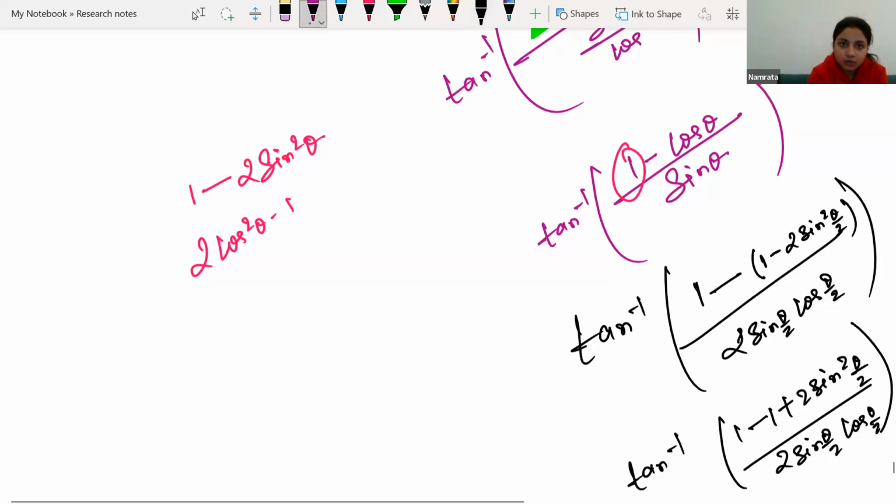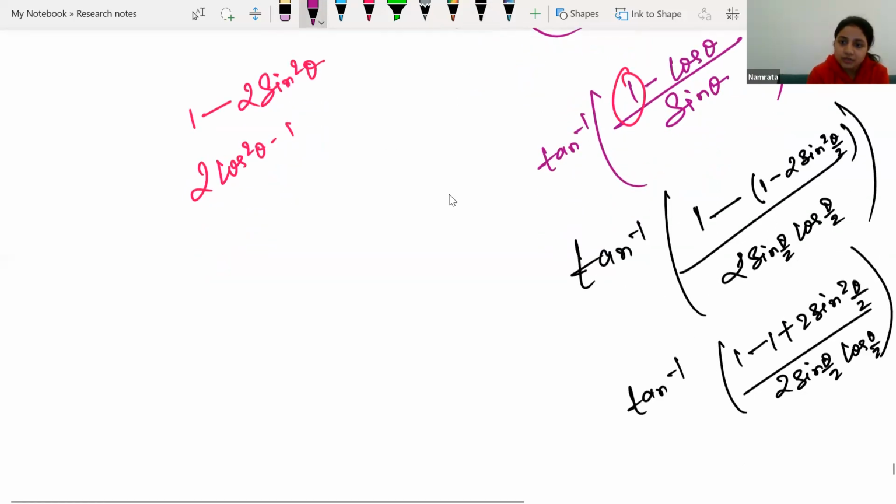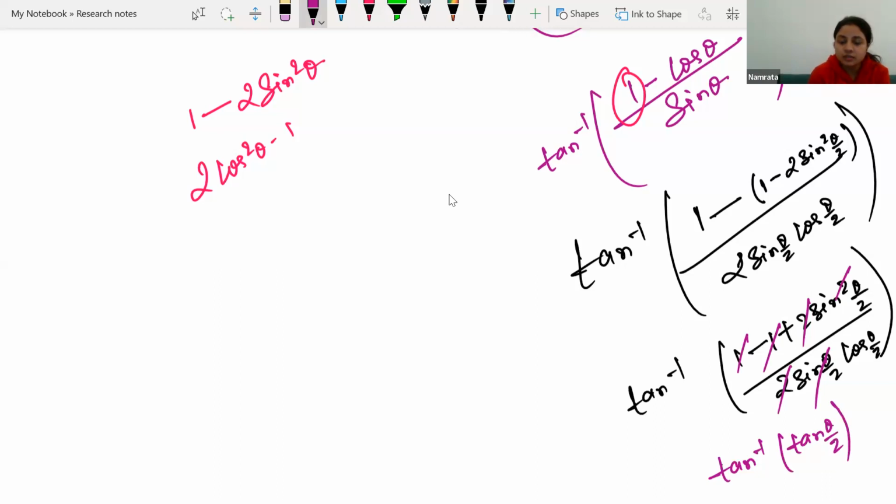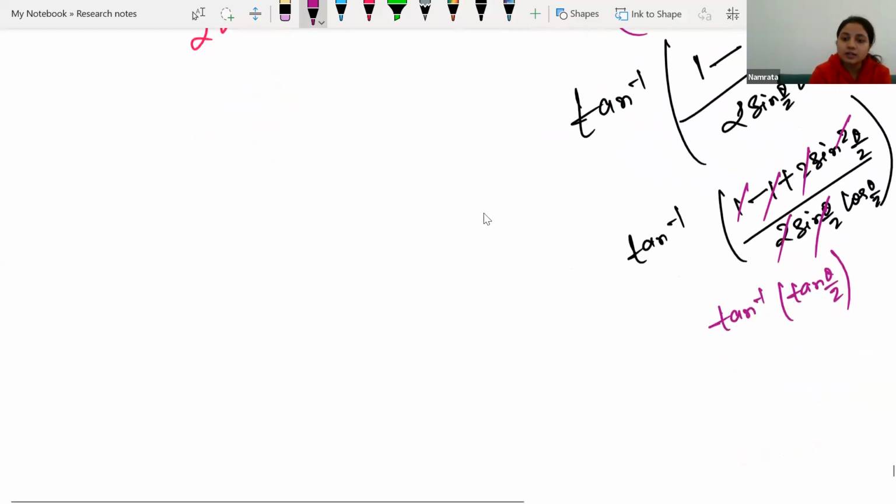Okay, now this 1 and 1 will get cancelled out. 2 and 2 will get cancelled. Sin theta will get cancelled. Sin theta by cos theta by 2. We will be having tan inverse tan theta by 2. Can you see? And hence we got theta by 2 as an answer.